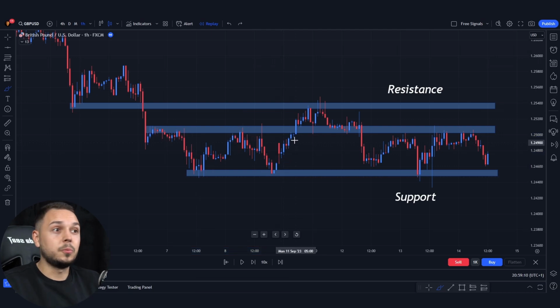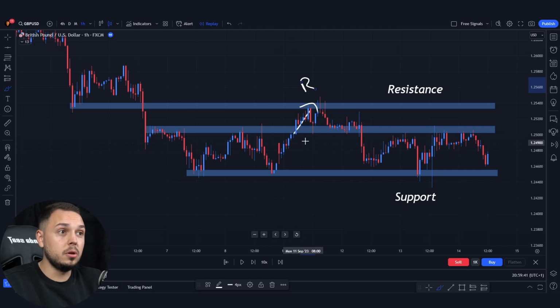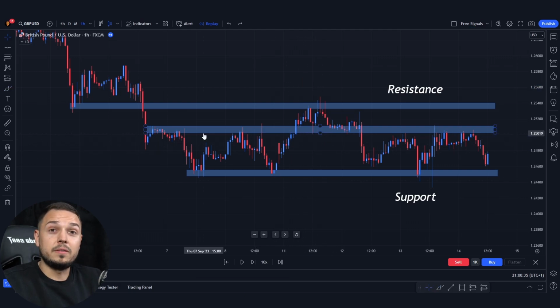Now, sometimes we're going to have situations where the market actually manages to break our mid-range zone or the key level. In this case, the mid-range zone acted as a resistance just over here, but because of the break, the market pushes towards the upside, respects our strong resistance over here, and the mid-range zone becomes a clear support level. So why is this so important?